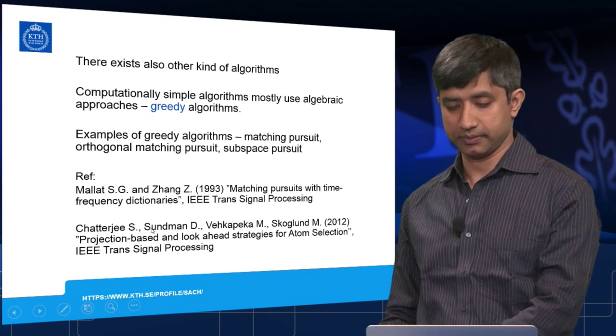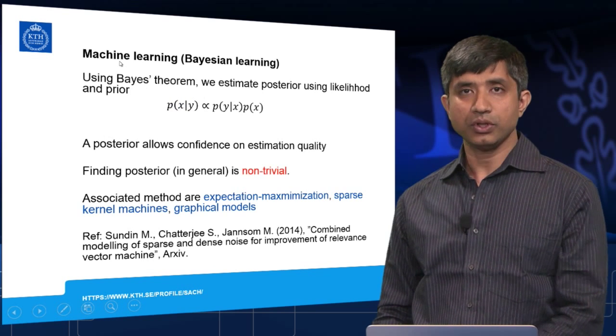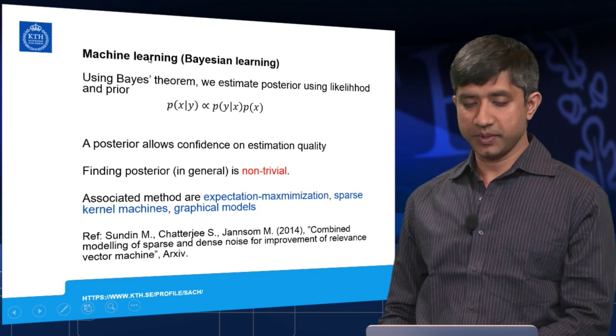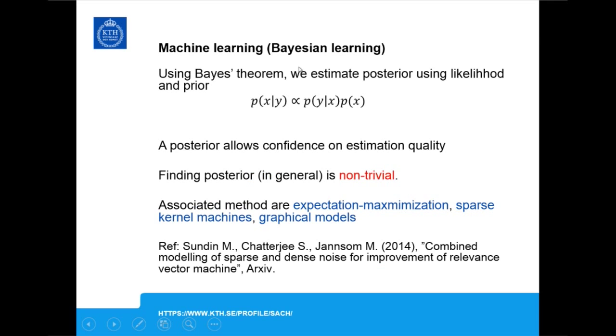This is the reference. Now we talk about machine learning and specifically Bayesian learning. Using Bayes' theorem, we estimate the posterior using likelihood and prior. So, this has a general form like this.